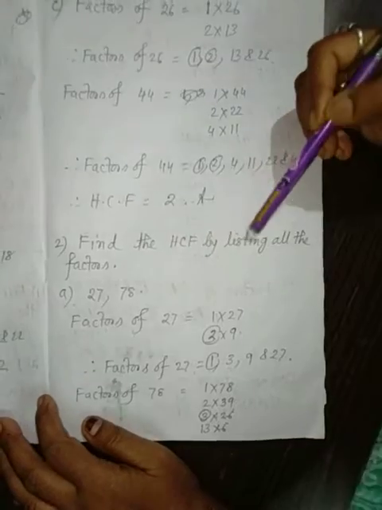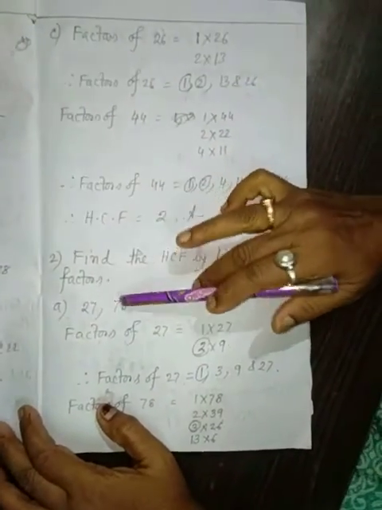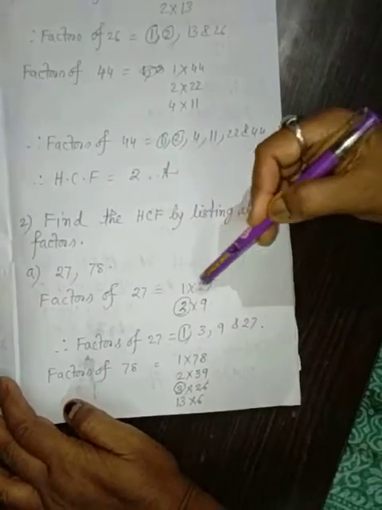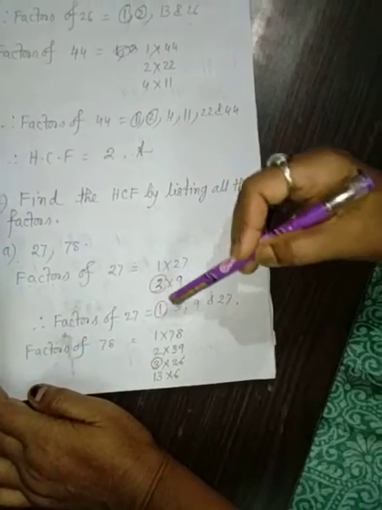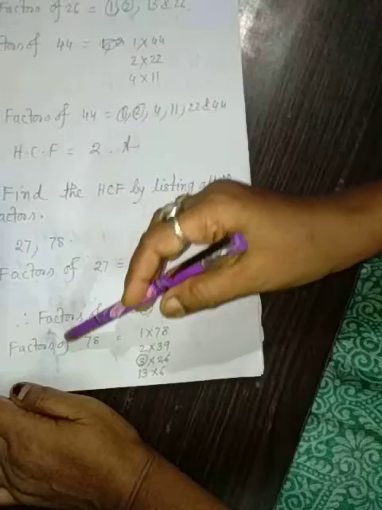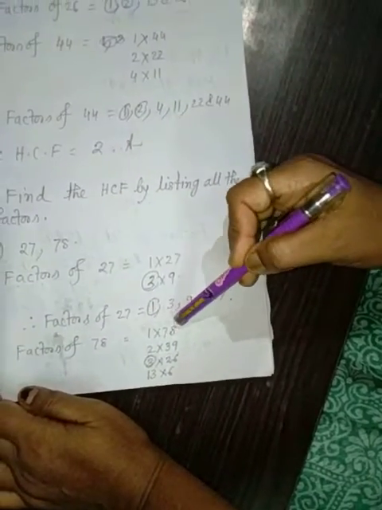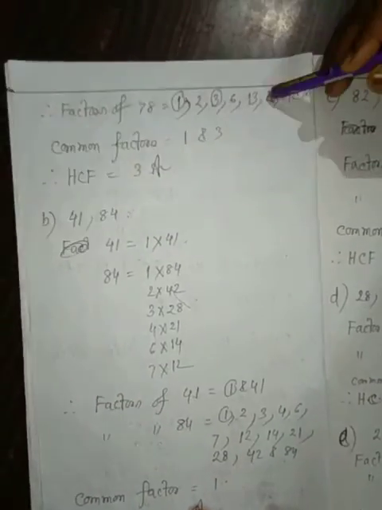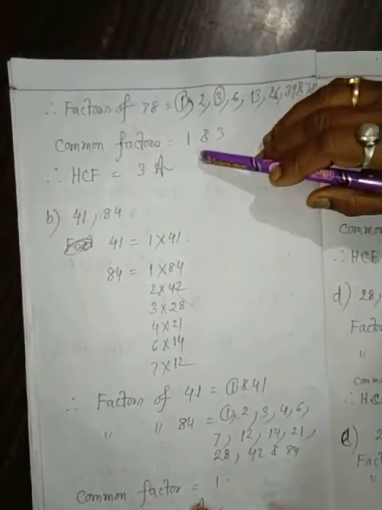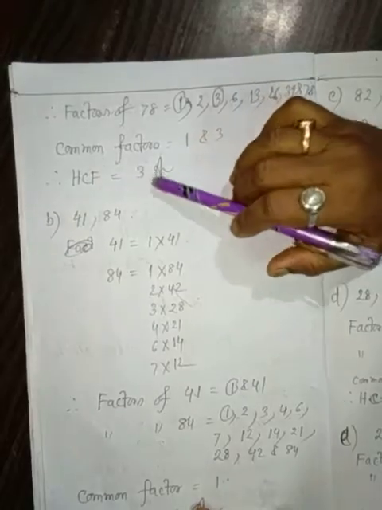Okay. Now two numbers. Find the HCF by listing all the factors. 27, 78. Factors of 27: 1 into 27, 3 into 9. That is, factors of 27: 1, 3, 9 and 27. Factors of 78: 1 into 78, 2 into 39, 3 into 26, 6 into 13. So factors of 78: 1, 2, 3, 6, 13, 26, 39 and 78. Common factors 1 and 3. That is, highest common factor 3.